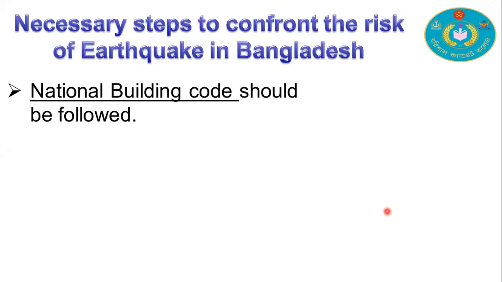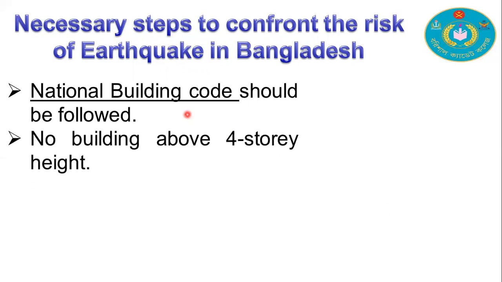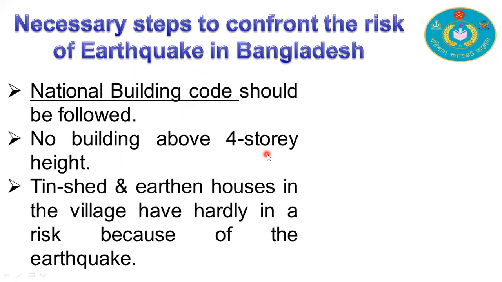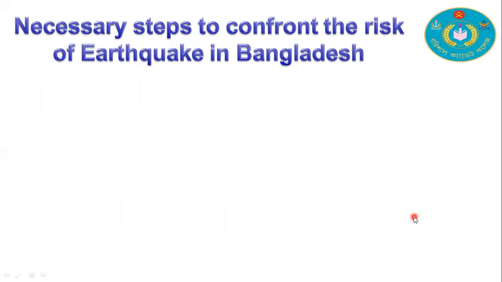To confront the risk of earthquake in Bangladesh, we should follow the National Building Code. We have already discussed what is National Building Code. National Building Code is actually a set of rules to construct buildings or new buildings. No building should be above 4-story height. And in this case, tin shed and earthen houses are hardly at risk because of earthquake. That's why these are preferable. You can see this is the picture of this type of houses.